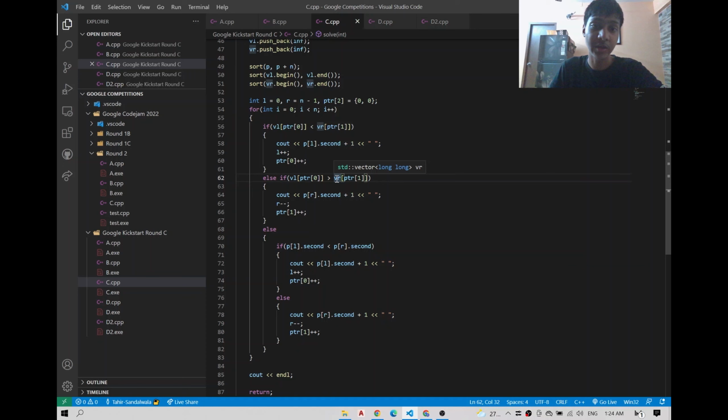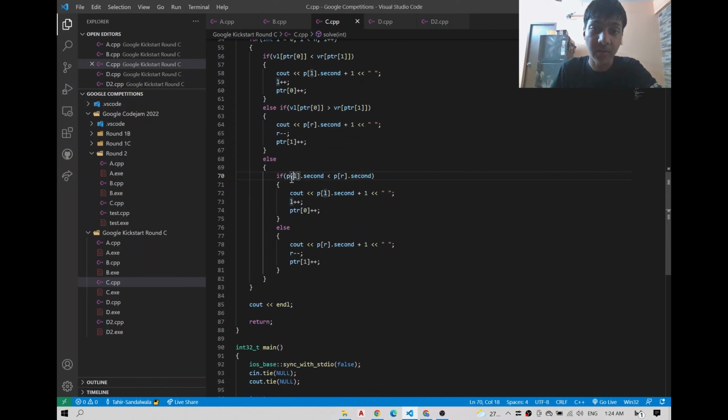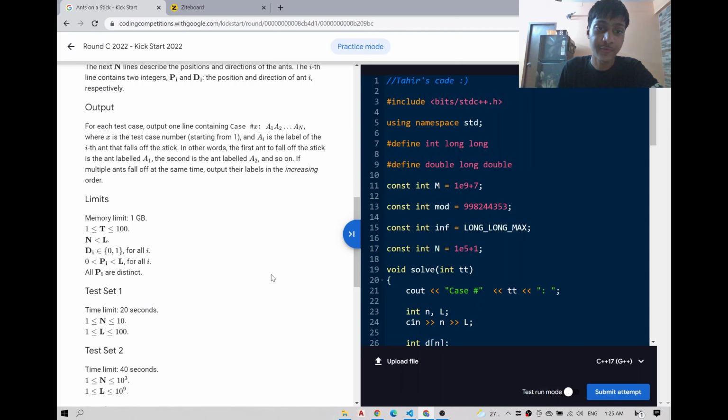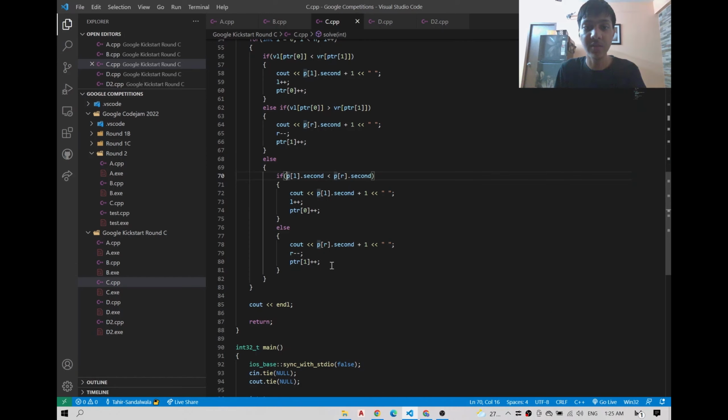Or else, if VL of PTR0 and VR of PTR1 happen to be equal, then I compare the indices of these two ants, because the question has specified that if two ants fall at exactly the same time off the stick, then we should print them in increasing order of the indices. So if VL of PTR0 is equal to VR of PTR1, then I check if PL.second is less than PR.second.